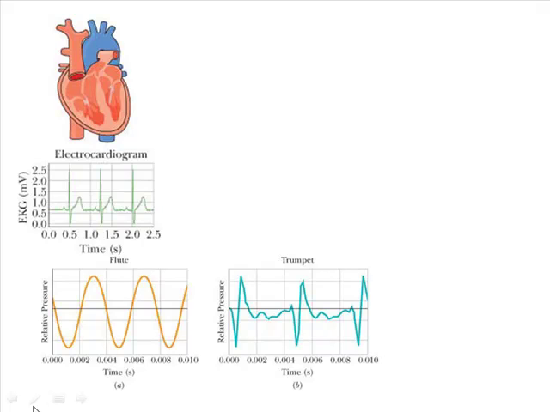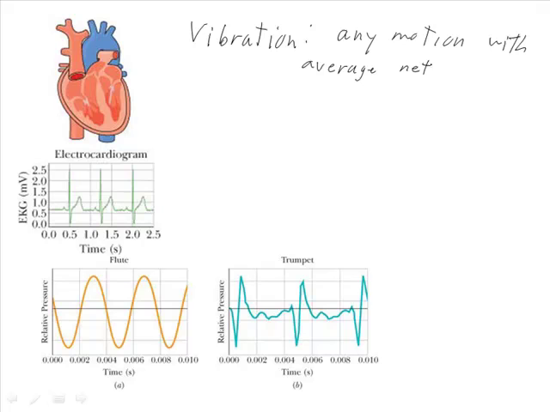So now I want to talk about a few basic definitions when we're dealing with vibrations, oscillations. So the first definition is a vibration. A vibration is just any motion with average net displacement of zero. So over time, if something tends to come back to where it started, even if it moves around in a very random pattern, that's still considered a vibration.